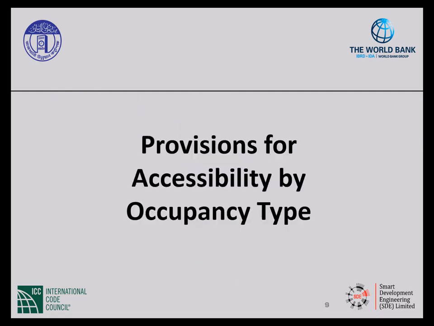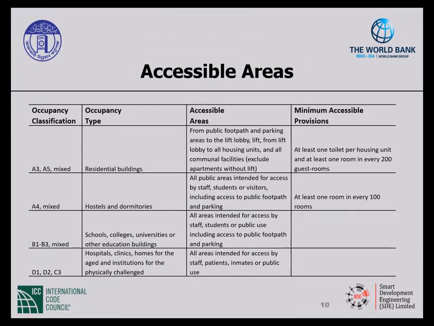So this training has 2 parts. First, we're going to talk about the provisions for accessibility by occupancy type. And once we know where to provide accessibility, then we're going to talk about the design and construction requirements, the technical requirements of how to provide that accessibility.